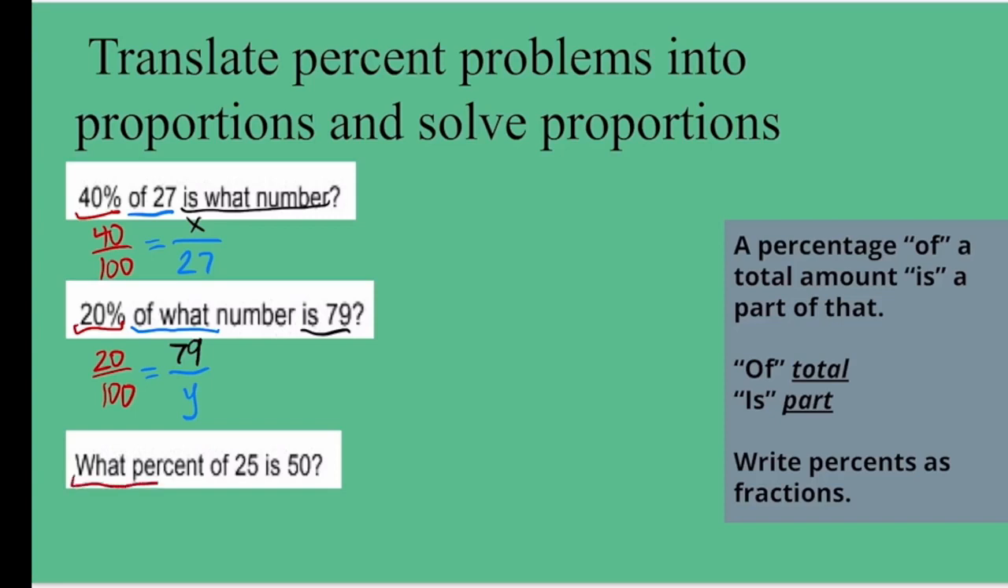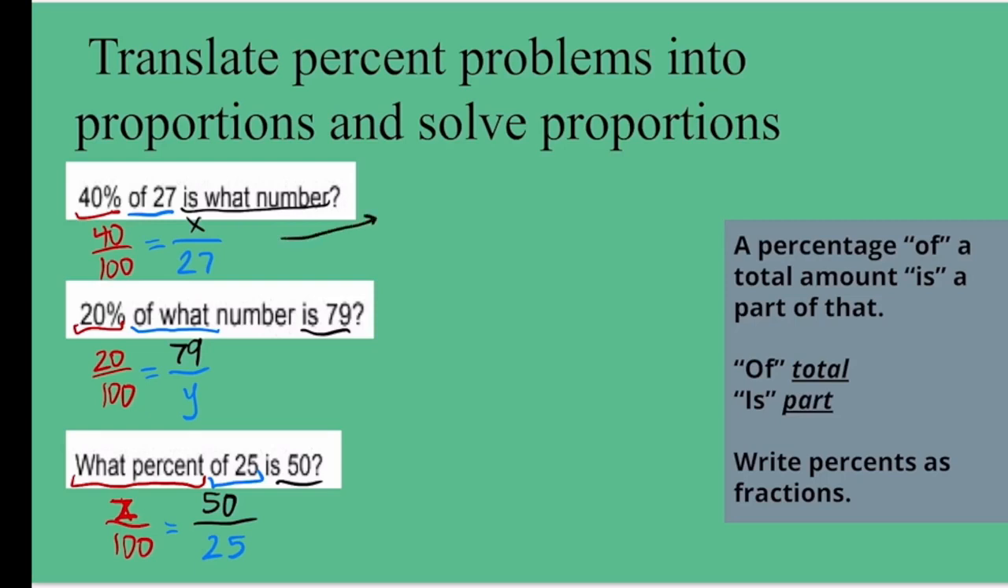And then number 3, what's the percent? I don't know. Let's use z. It's of 25. That's going to be our denominator. And it is 50. So 50 is in our numerator. And now all of these just have to be cross-multiplied to figure out our answers.